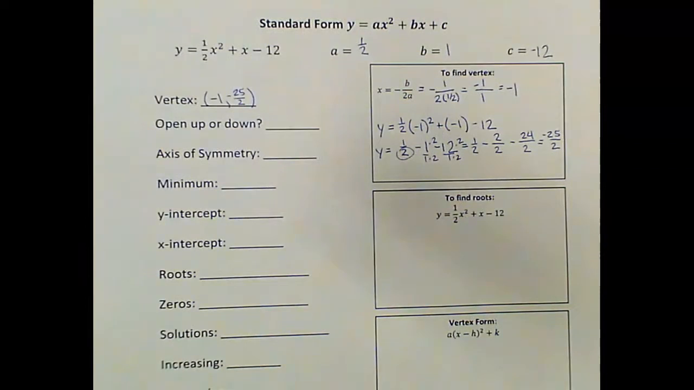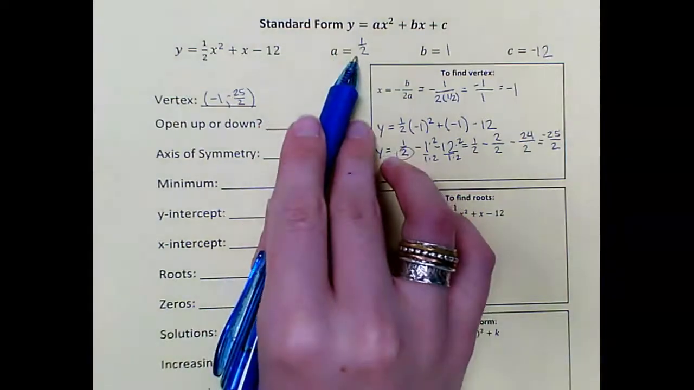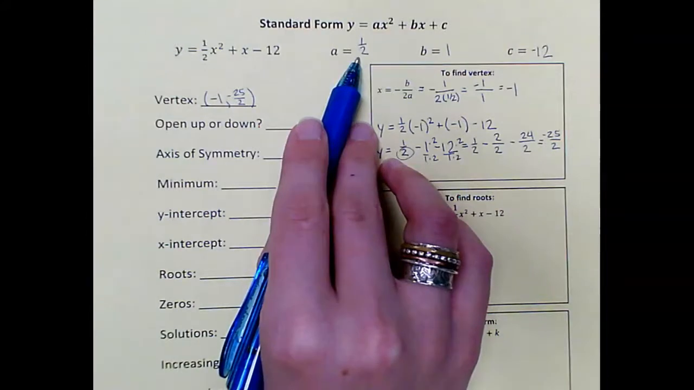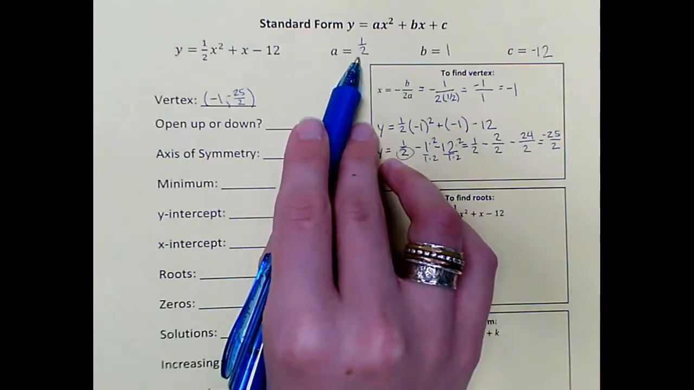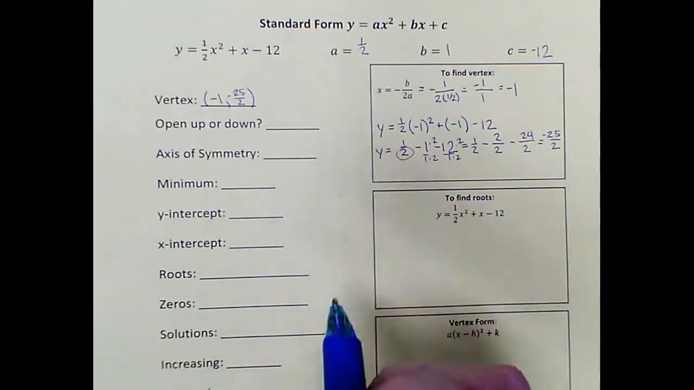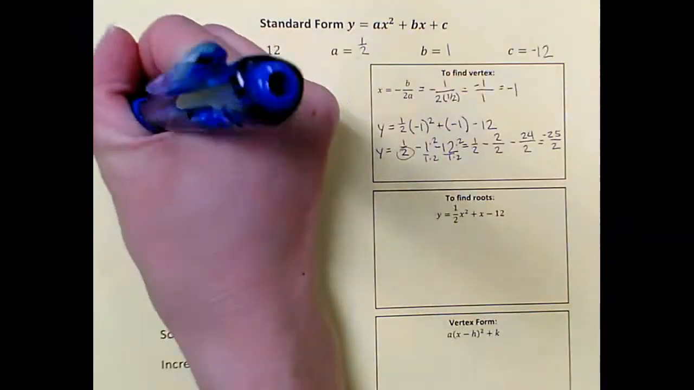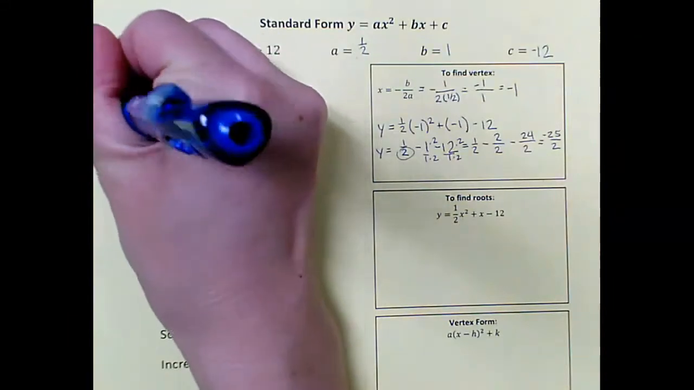Okay. Let's talk about the way this parabola opens. Does it open up or does it open down? Remember that you look at the a value to determine that. If a is positive, it opens up. But if a is negative, that means that you've done a reflection over the x-axis, and a negative a will make it open down. So it opens up. Like that.